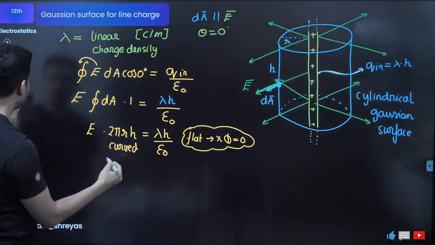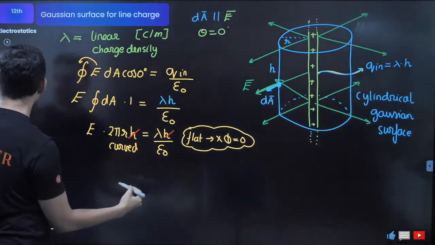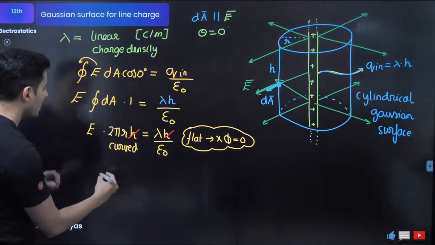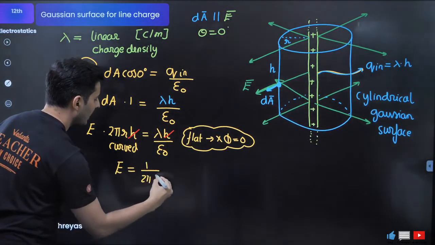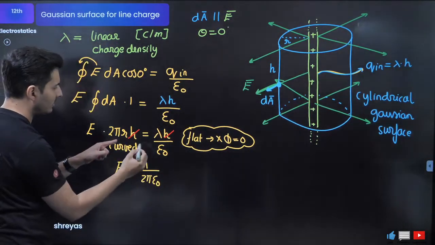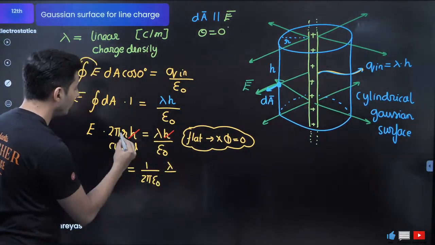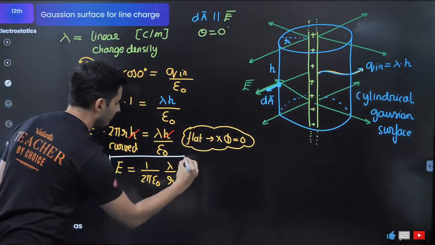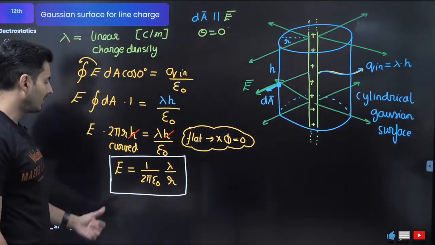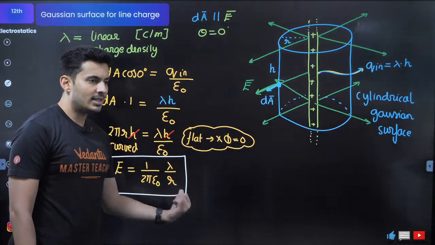Okay, now I can clearly see from here this h and this h got cancelled, and therefore I'm going to get the electric field as 1 by 2 pi epsilon naught, lambda on the top and this small r below. Great. So that is my final formula which I'm going to remember. 1 by 2 pi epsilon naught lambda by r.